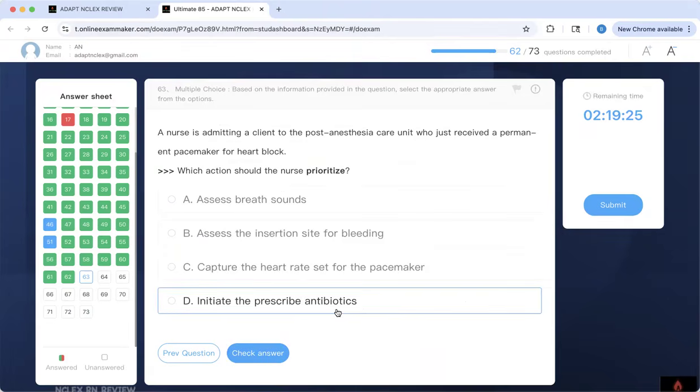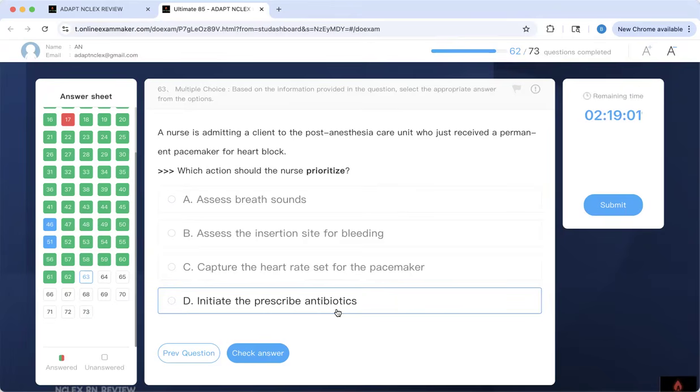And this is admitting the client to the post-anesthesia care unit to just receive what? Pacemaker for heart block. This is cardiology, NCLEX practice question. Which action should the nurse prioritize? Assess breath sounds, assess the insertion site for bleeding, capture the heart rate set for a pacemaker, initiate the prescribed antibiotic. Patient just got a pacemaker.